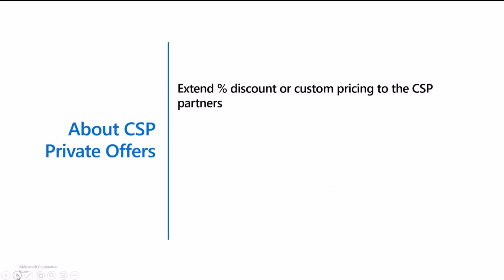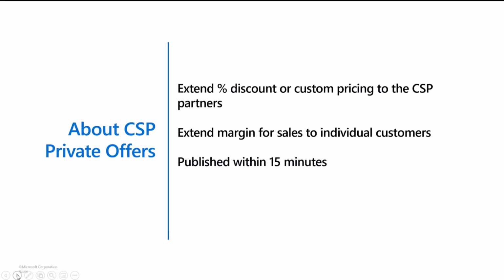ISVs can extend either a percentage discount of the public price for those plans, or they can override the price with some custom pricing for CSP partners. They can extend a margin for sales to individual customers or all customers of the CSP partner. CSP private offers are published within 15 minutes.